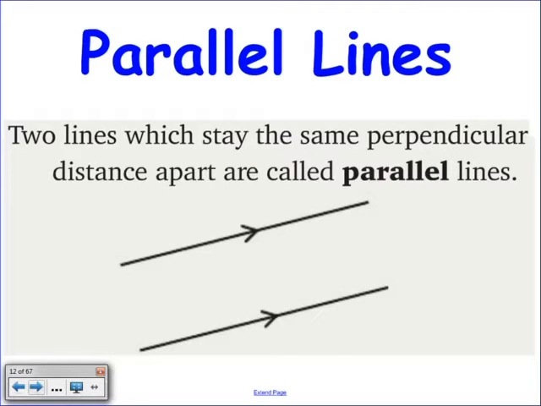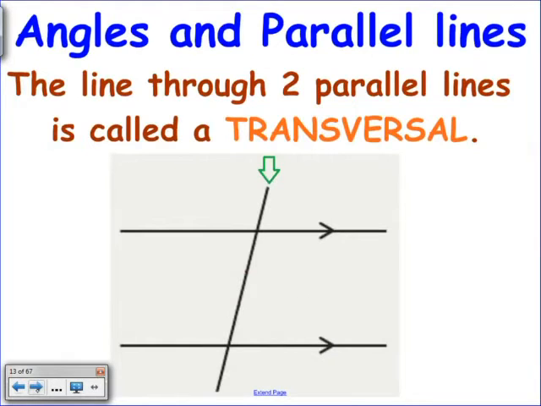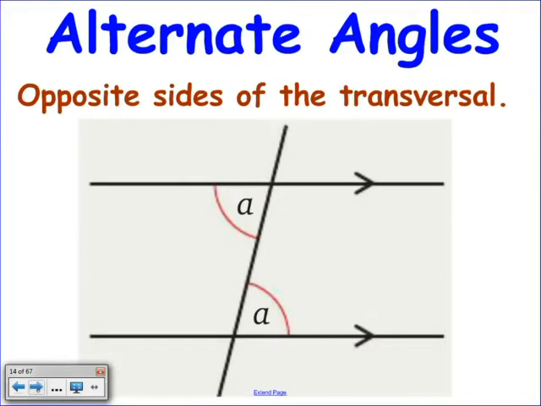Okay, and they're quite important because when you throw another line across them called the transversal, it throws up a set of rules. Okay. And there are some basic rules you need to know. This is the alternate angle, and an alternate angle is this angle here is the same as that angle there on your transversal when it cuts a parallel line.